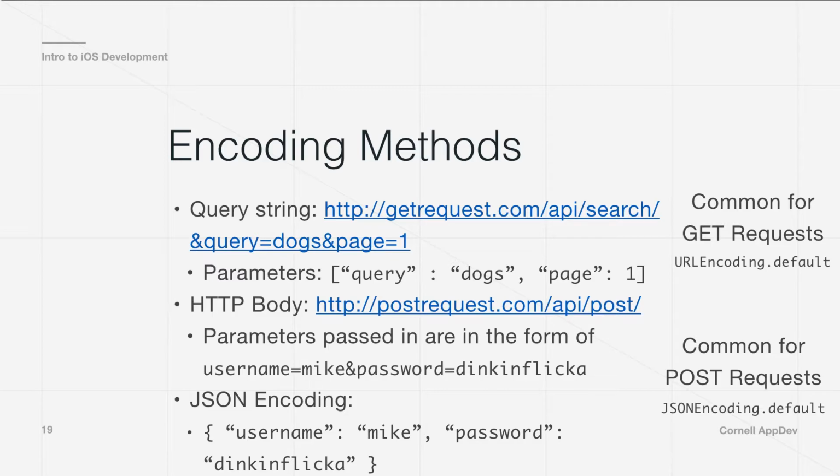Another version is HTTP body. The parameters passed are in the form of that same ampersand equals format, but they're in the body of your POST request. And then another example is JSON encoding, which basically sends the arguments in the form of a JSON. It's just like we've seen before. It's a dictionary of username, Mike, password, Dink and Flicka. And so HTTP body and JSON encoding are more common, or it's basically standard for those to be for POST requests. And the URLEncoding.default and JSONEncoding.default are the Alamofire arguments that you'll need to use in Swift.